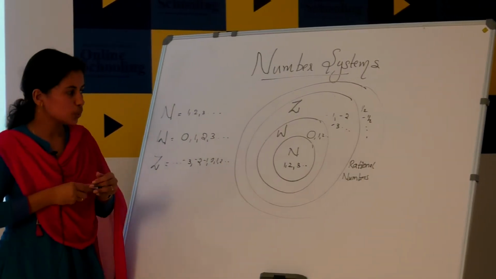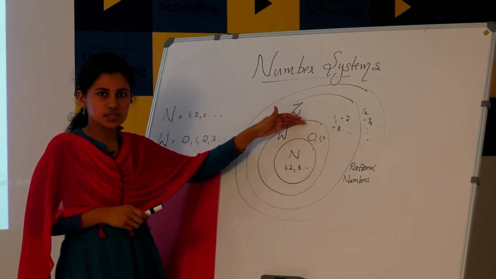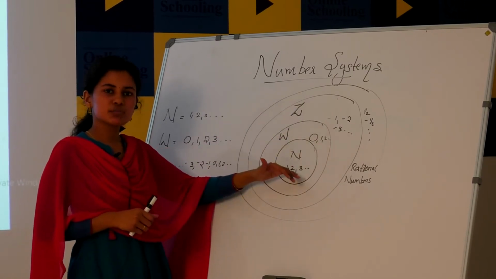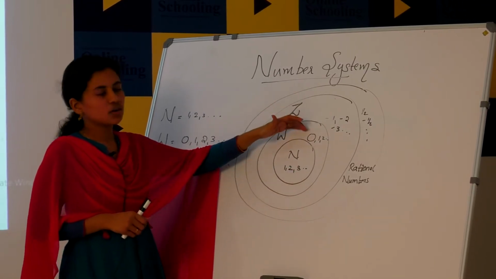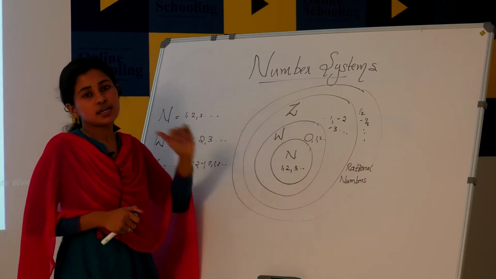So here we can see that all natural numbers are whole numbers. What about the converse part? Are all whole numbers natural numbers? No. Because in whole numbers we can see 0, but 0 does not belong to the natural numbers.